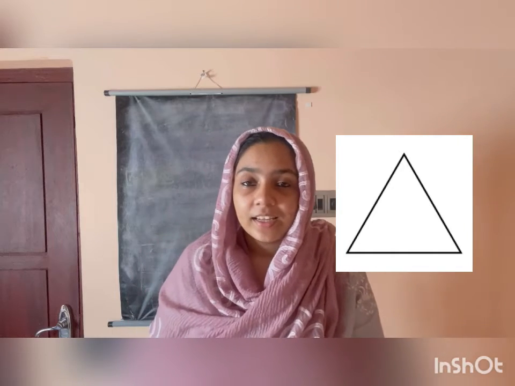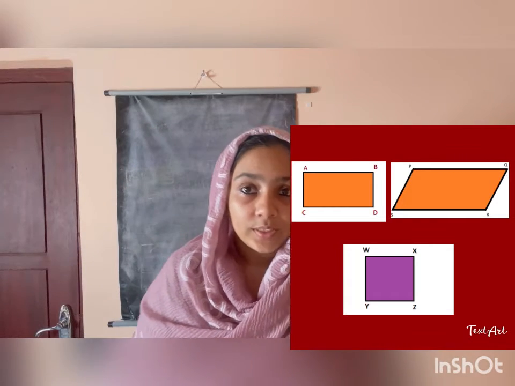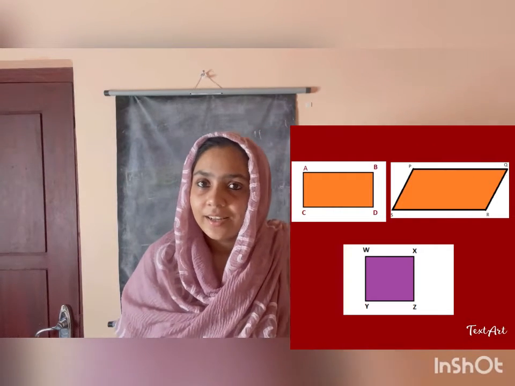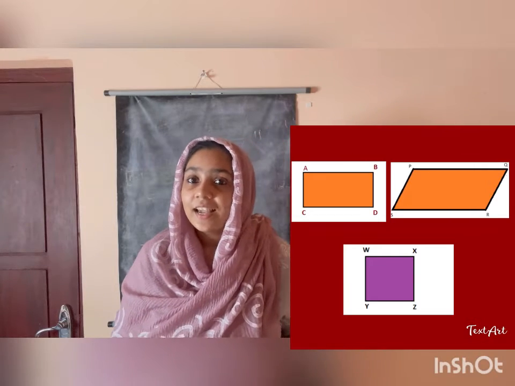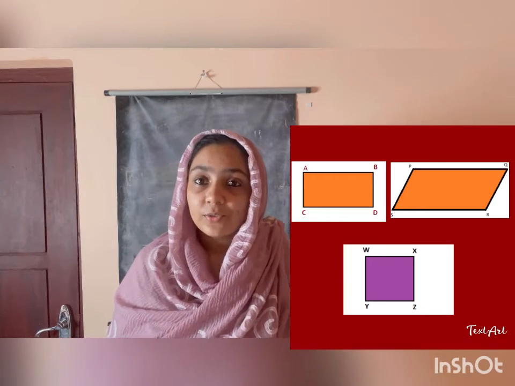What is this? Anybody remember? Yes, that's a triangle. A triangle is a figure with three sides and three angles. Very good. Then, what's this? Anybody know? It's a rectangle. The next one, parallelogram. Next, a square. That's a four-sided figure with four sides and four angles. What we call it commonly, you have learned in the earlier classes. Very good. It's a quadrilateral.